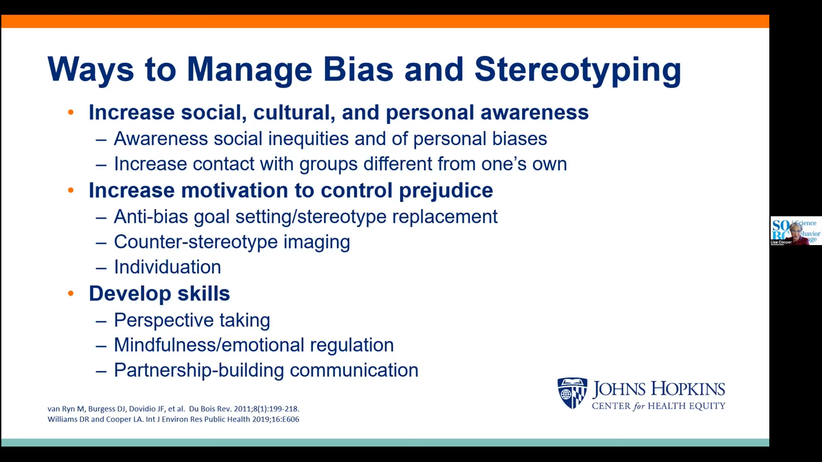And then developing skills. Some of the skills are related to mindfulness and regulation of one's emotions. So emotions management. Also, partnership building, communication skills training is another way to manage bias. And then finally, perspective taking has to do with putting yourself in the other person's shoes. So these are some of the strategies that are currently being incorporated to manage bias and stereotyping. We know we can't actually eliminate it, but it's something that needs to be managed.